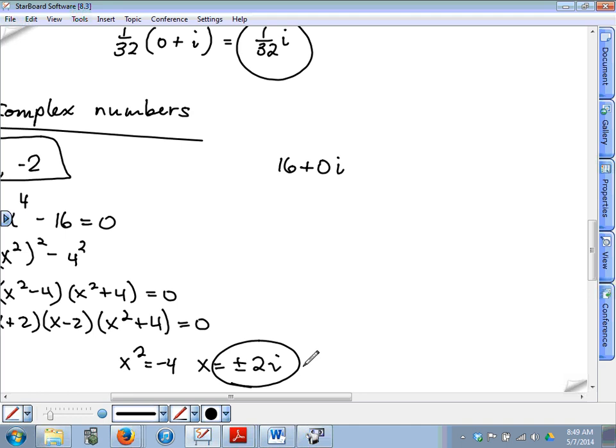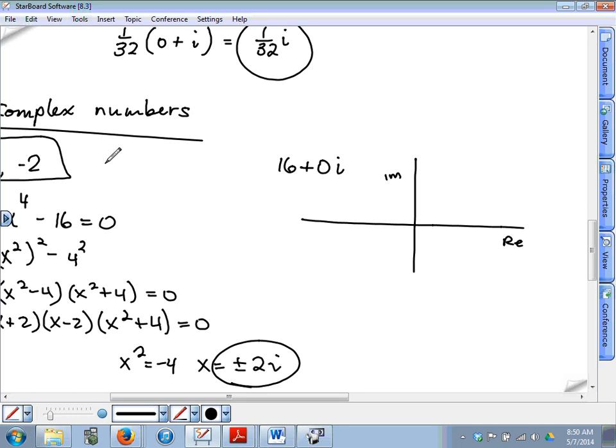It is, right? 16 plus 0i is the same as 16. If we graph that on the complex plane, where we have the real part and the imaginary part, where would 16 be? It would be on the real axis, right?